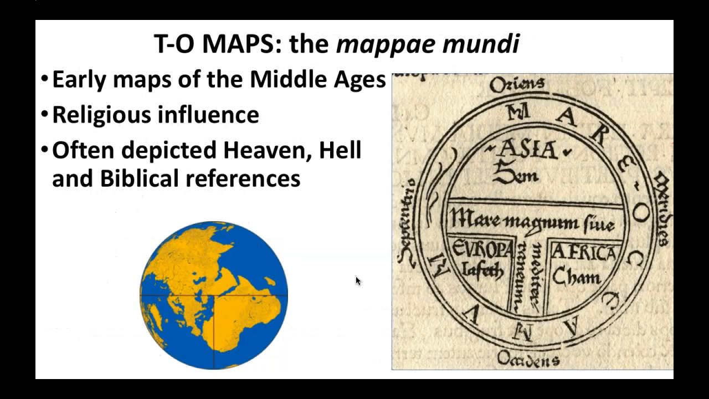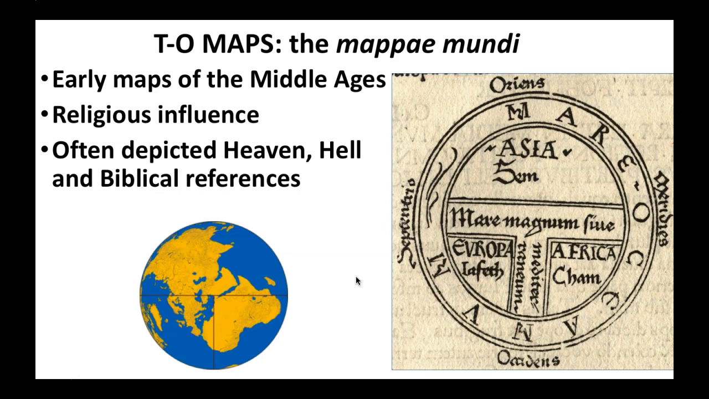Going back to Europe, in the Middle Ages, after the collapse of the Roman Empire, Europe goes through a period where superstition was more important than science. The Christian church definitely had a big influence in the type of research that was carried out, and it influenced the view of the world. So early maps of the Middle Ages are going to have a religious influence. They are often going to depict heaven, hell, or they're going to have biblical references.